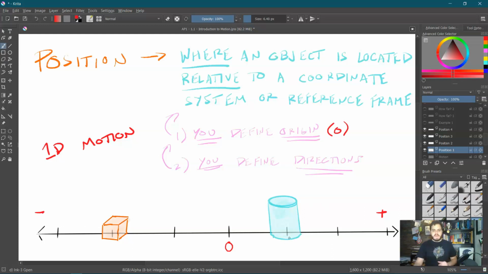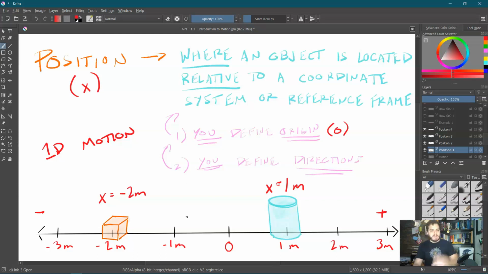And to more formally say, let me go ahead and say that this is like 1 meter, 2 meters, 3 meters, and negative 1 meter, negative 2 meters, and negative 3 meters. So now I could say that the aquamarine cylinder is 1 meter away. Its position, we usually write with an X, like X marks the spot. The position of the aquamarine cylinder would be a positive 1 meter away from the origin. And the orange cube would have a position of negative 2 meters, or 2 meters in the negative direction.